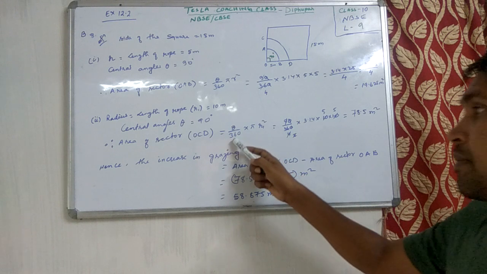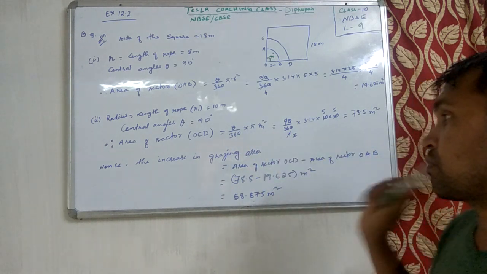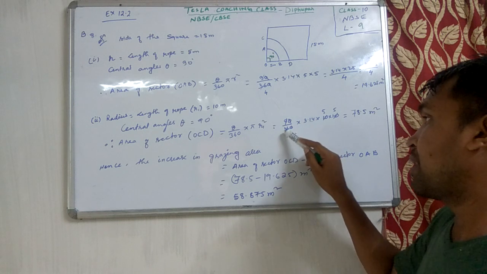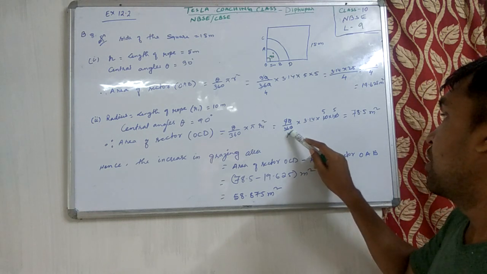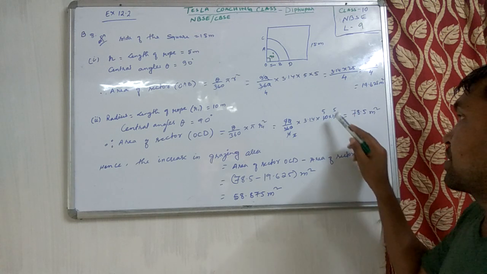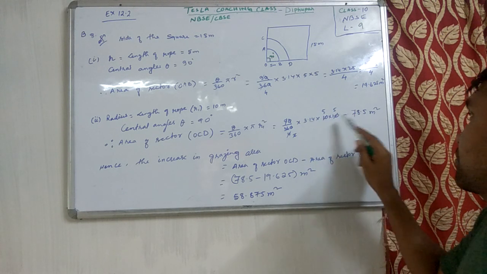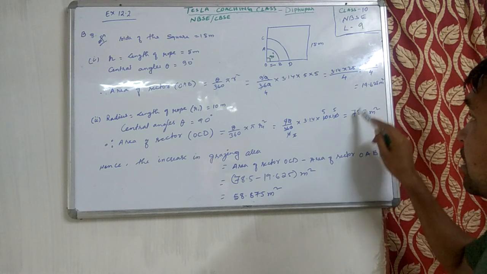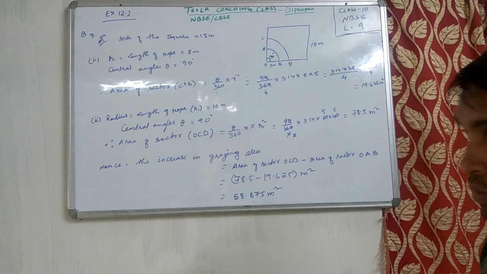Same formula: theta by 360 pi r1 square. So 90 by 360, if you cancel it, 0 0, 9 4s are 36, 2 2s are 4, 2 5s are 10. So 25 into 3.14. When you multiply 25 into 3.14, how much will you get? 78.5 meter square.